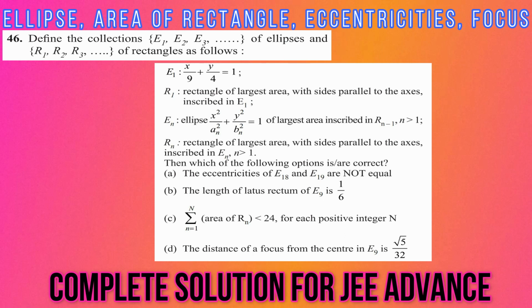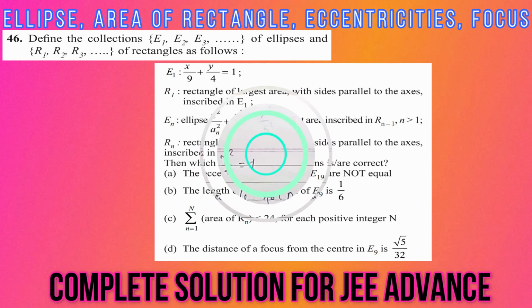Option D says that the distance of a focus from the center in E9 is root 5 by 32. So here we have to find the foci. Let us see all four options in detail. We'll first understand the concepts we have been given, go through the formulas needed in our example, and then go for the detailed solution.